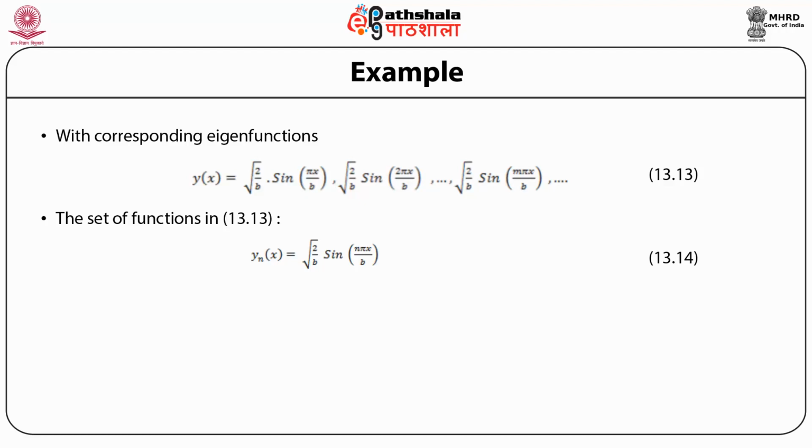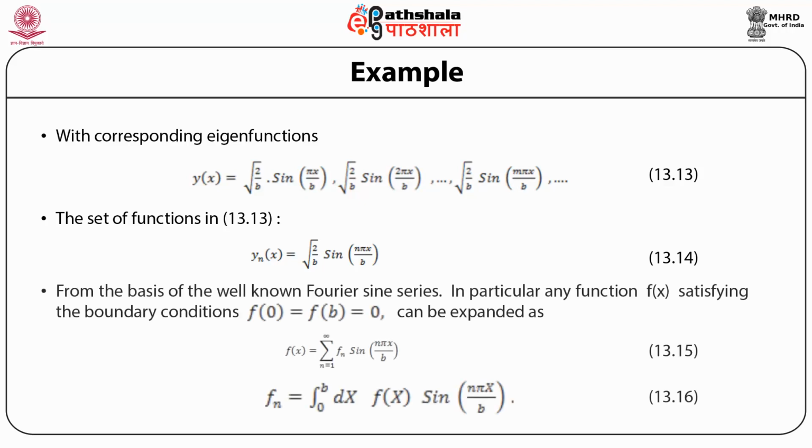And you know that in particular any function f of x satisfying the boundary condition f of 0 equal to f of b equal to 0 can be expanded in terms of a Fourier sine series, that f of x is equal to summation over n from 1 to infinity f n sine n pi x by b, where the coefficients f n can be obtained very easily from the orthonormality of the circular functions, the sine and cosine functions, and f n, for example, here is equal to integral from 0 to b of dx f of x sine n pi x by b.